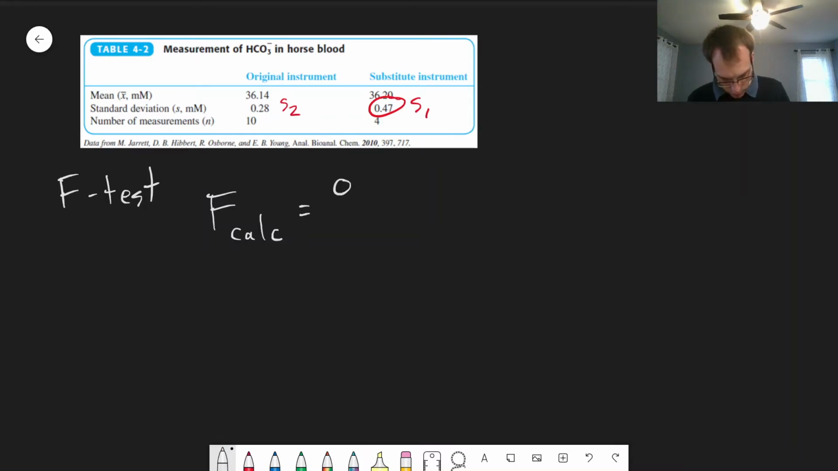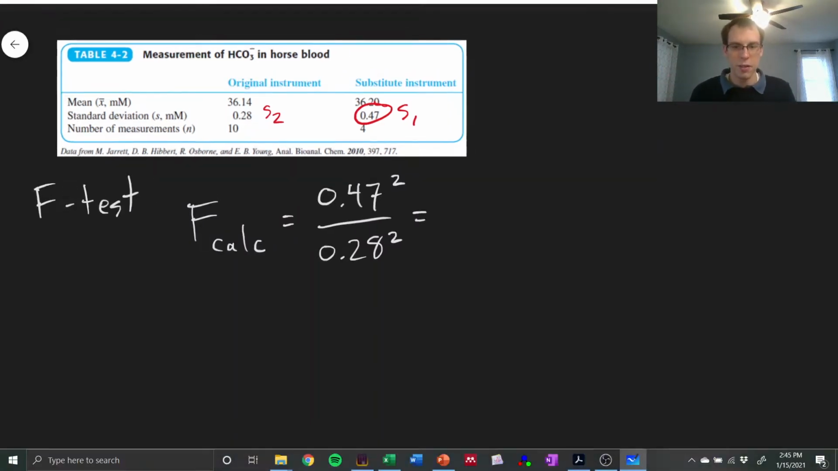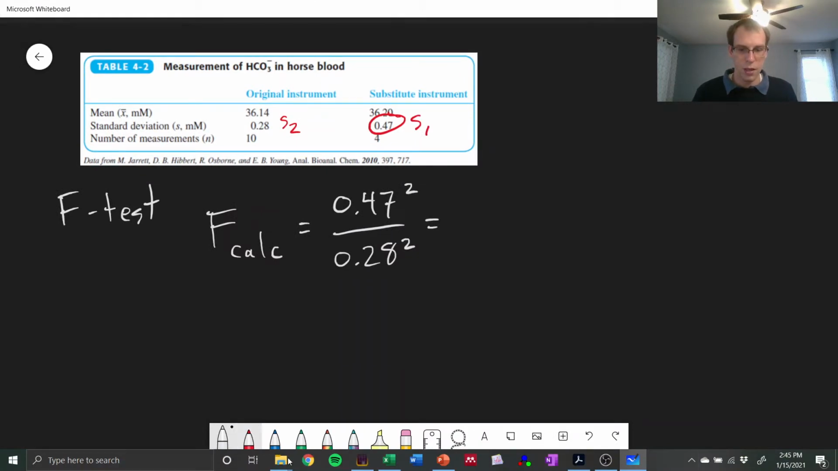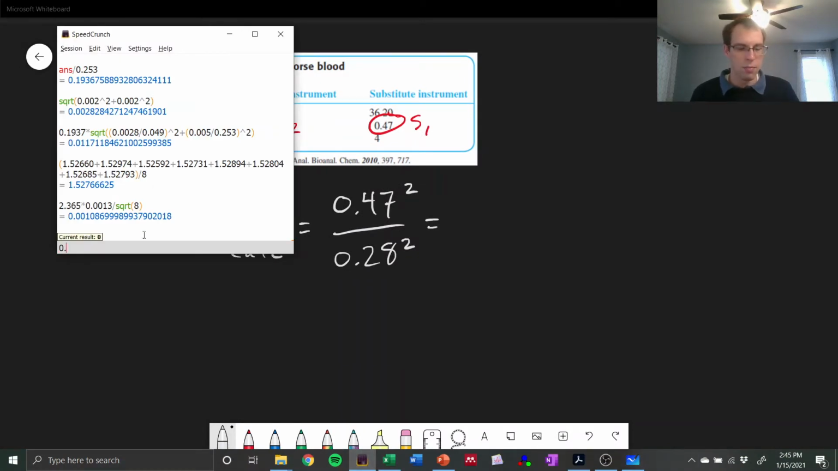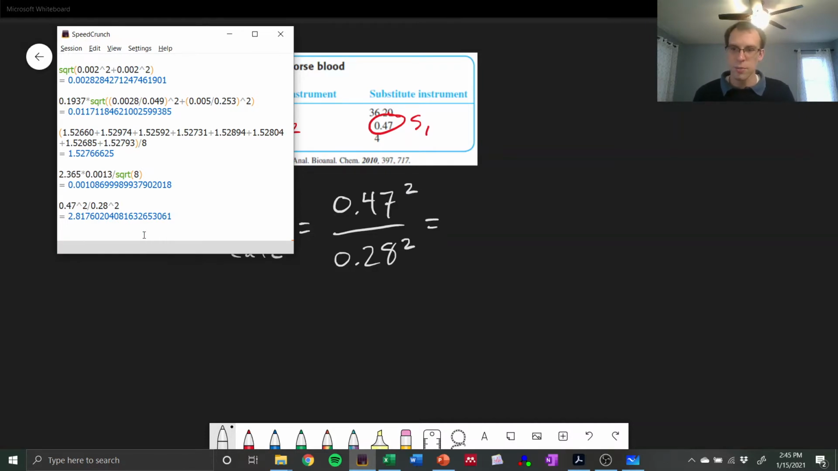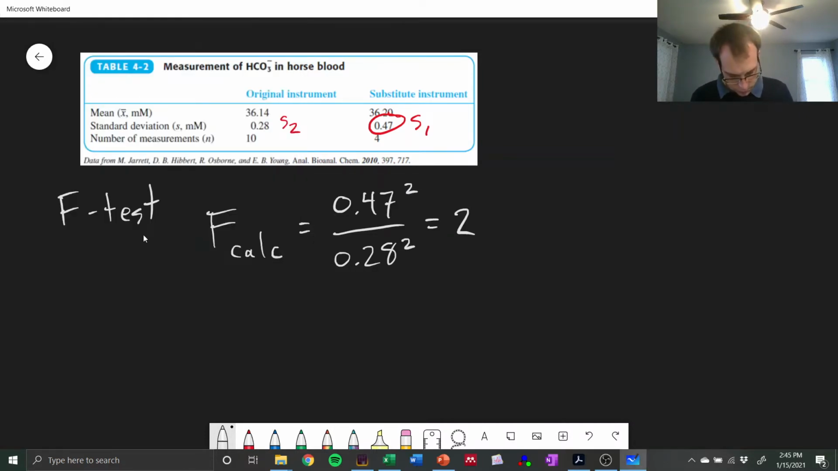Okay, so we can write 0.47 squared divided by 0.28 squared, because F-calc is S1 squared divided by S2 squared. All right, and so let's go ahead and calculate this value here. I'll find my calculator. 0.47 squared divided by 0.28 squared gives us a value greater than 1, as it should, 2.82.